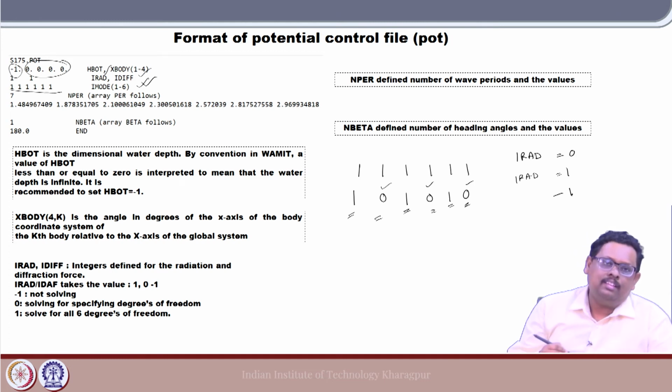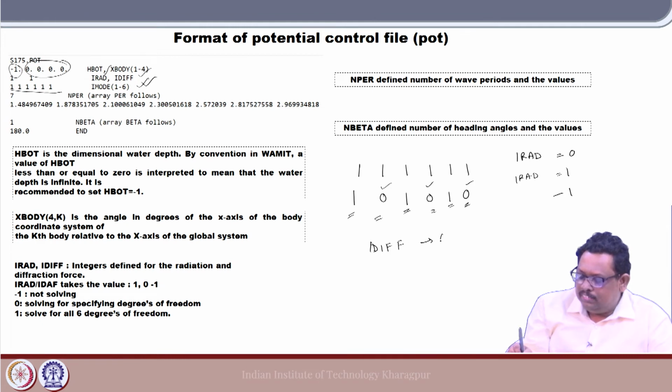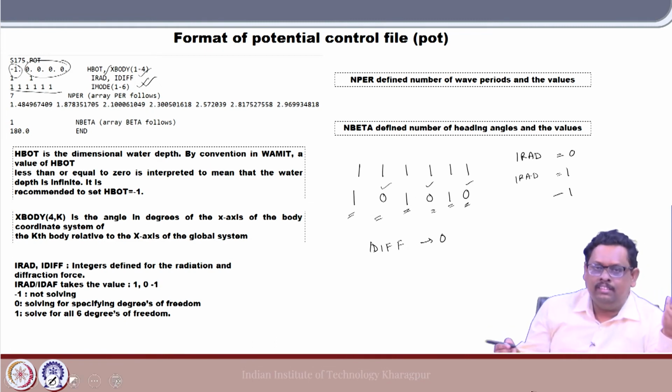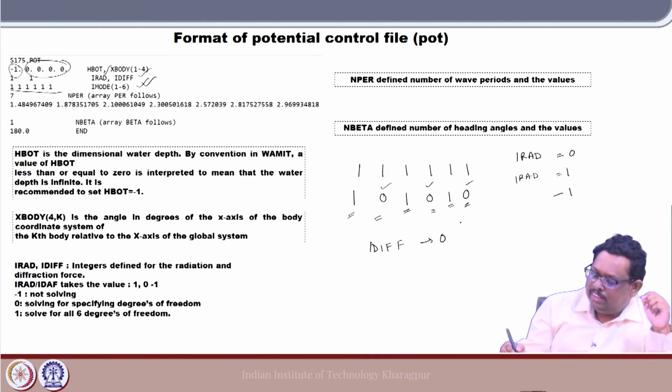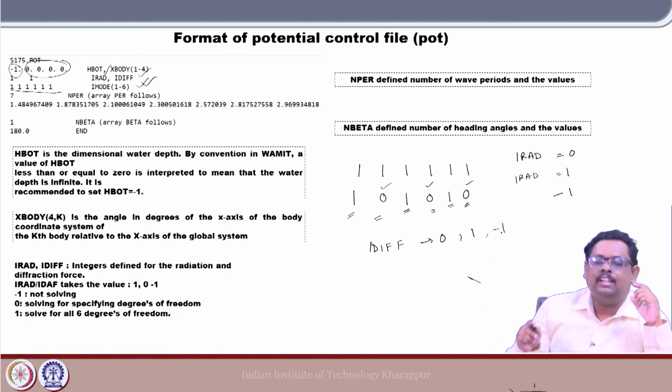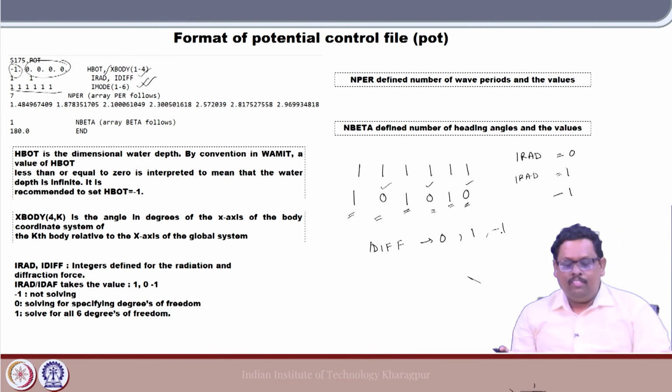Similarly, for the diffraction force, this term IDIFF, if I make this equal to 0, then it only considers the 1, 3 and 5 modes, these 3 diffraction modes. And if you make this equal to 1, then though I do not want the second, fourth and sixth modes, it will still calculate all 6 modes, right. And if I make it -1, then it assumes that there is no diffraction.